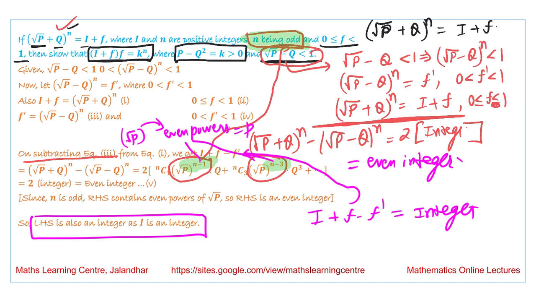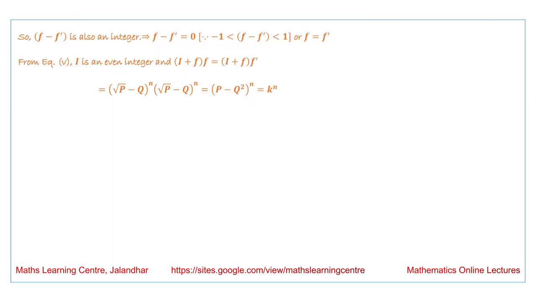So what we obtain from this is, we are saying I plus f minus f dash is an integer, and the values of f and f dash lie between 0 and 1. So this implies that f minus f dash is an integer. Now we have two conditions. One is that 0 is less than or equal to f is less than 1, and second is 0 is less than f dash is less than 1. We are talking about f minus f dash being an integer.